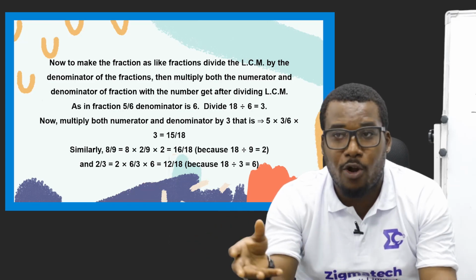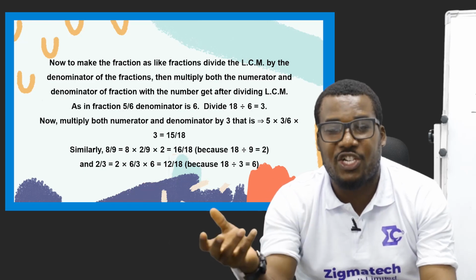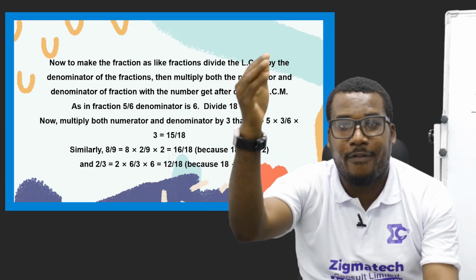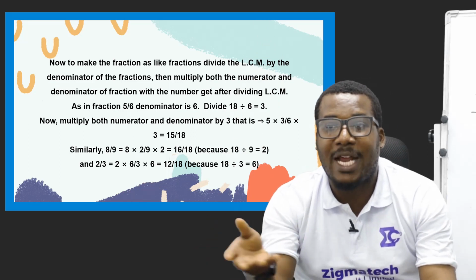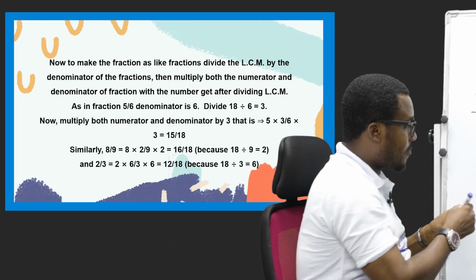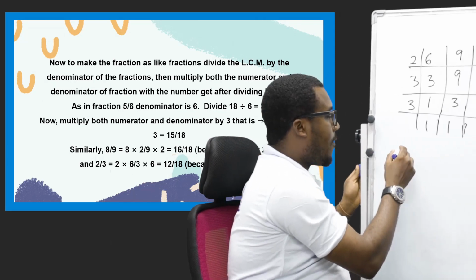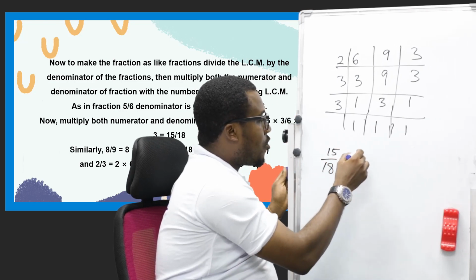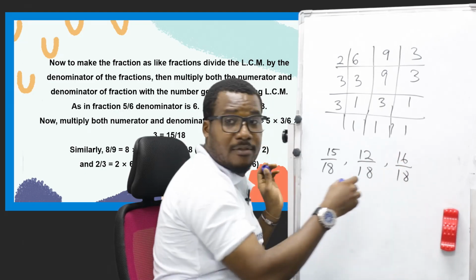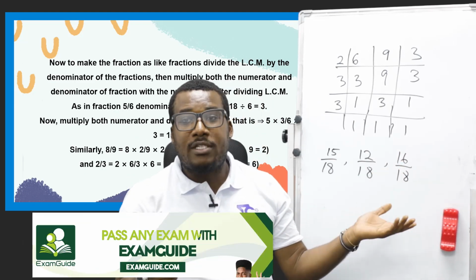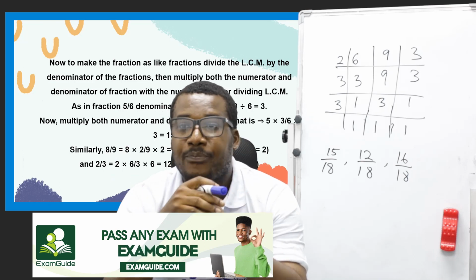Comparatively, when you're comparing all the numbers, you find out that you've gotten what we were saying initially, the greatness of a fraction. But in this case, if you look carefully, let me represent it for you. You're having 15 over 18, you're having 12 over 18, and then 16 over 18. If you look carefully, all their denominators are the same number.